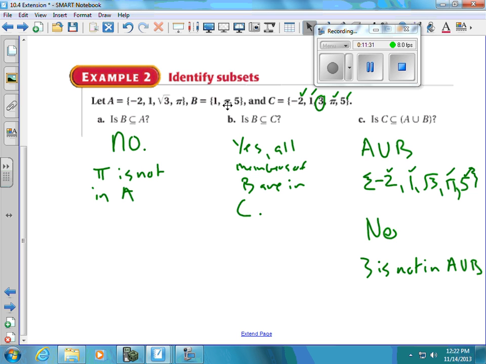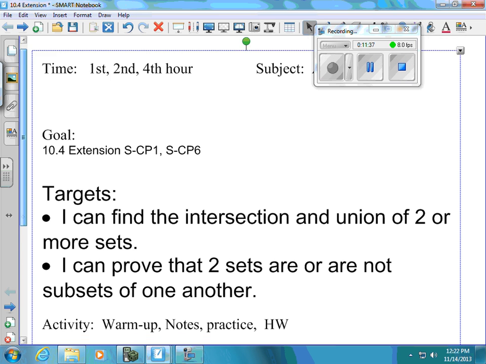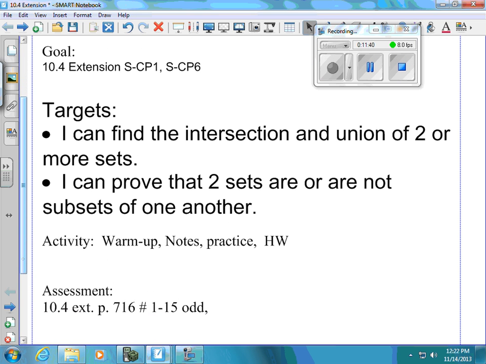Every value of one set has to also be a member of the bigger set. So did we hit our targets today? I believe we did. We can find the intersection and union of 2 or more sets, and we can prove that 2 sets are or are not subsets of others. Get the notes for tomorrow, see you in class.